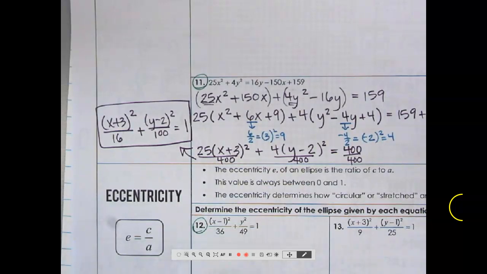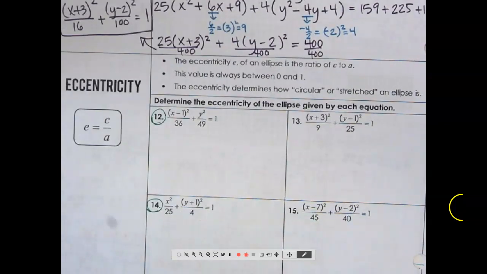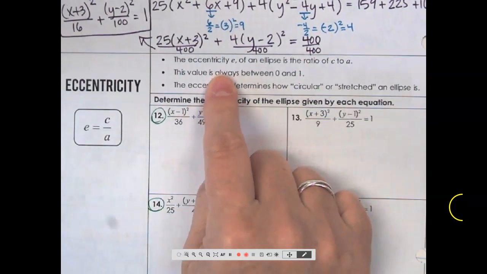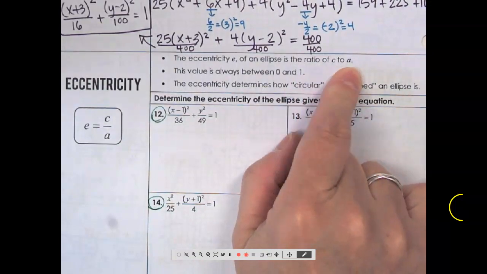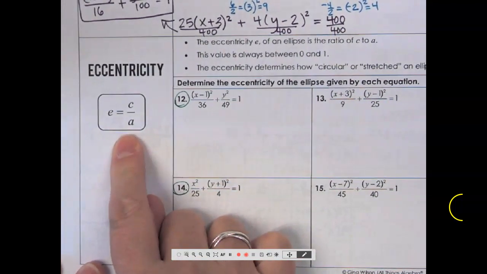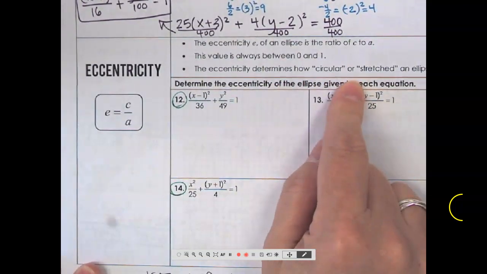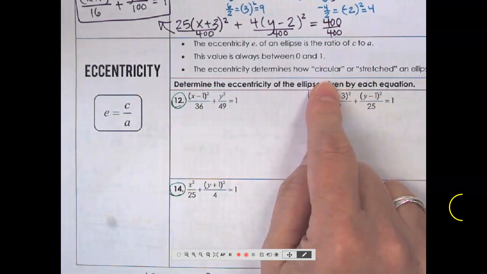Okay, so the next thing that was at the bottom of that homework yesterday that we did not get to in class is eccentricity. That's kind of a fun word to say, isn't it? Eccentricity. It sounds fancy. So the eccentricity of an ellipse is the ratio, so think fraction, of C to A. So it's the fraction of C over A over here on the left. And what it describes is how circular or elongated the ellipse is.